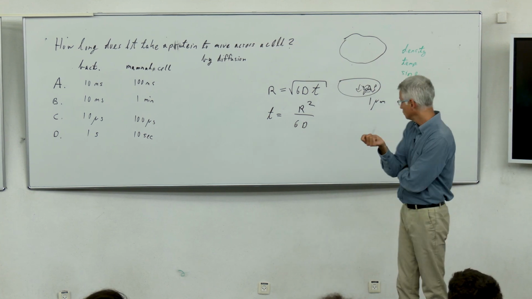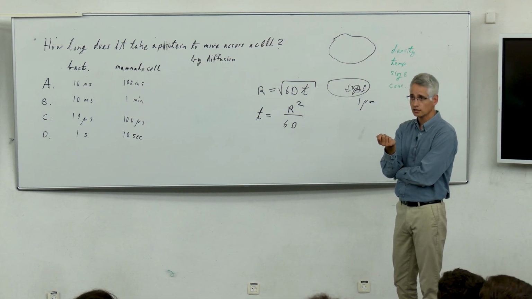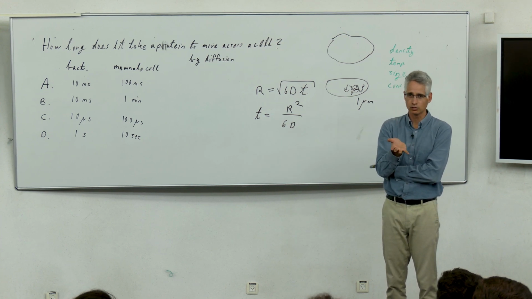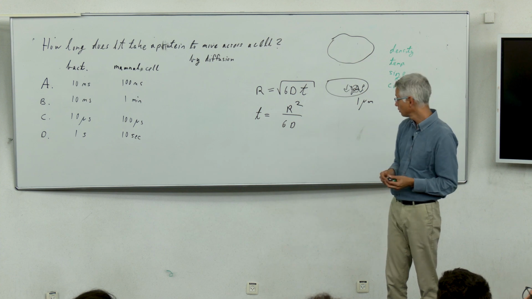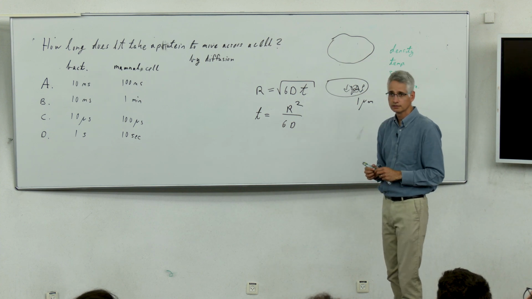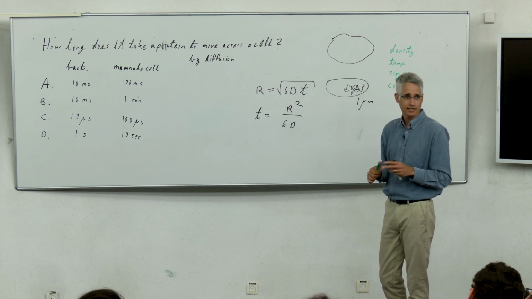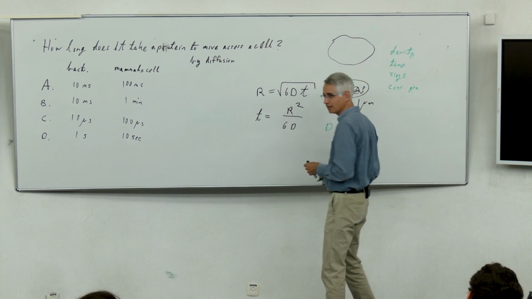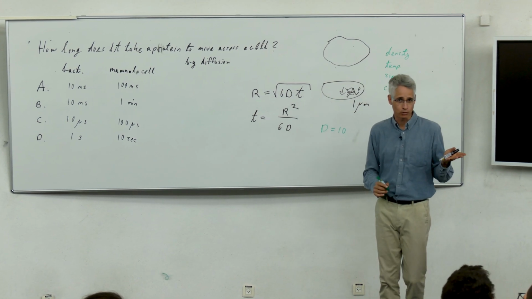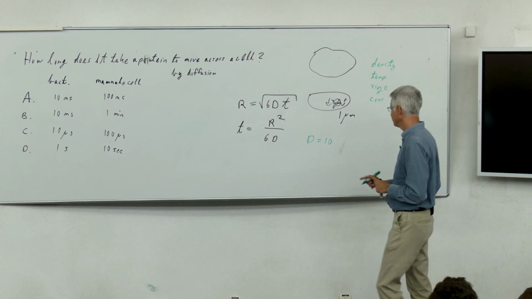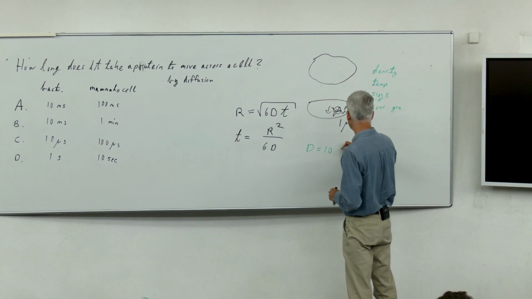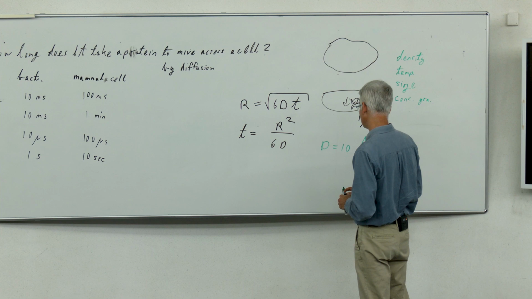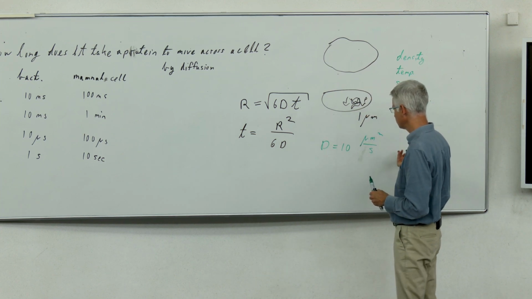If I want to start and do some calculations, I'm still missing something, right? What is the value of D? What do you think? 10. Yeah, let's do 10. So what are the units, right? That's super important. It's 10, and I think it's micrometers squared per second. Let's see if that makes sense.